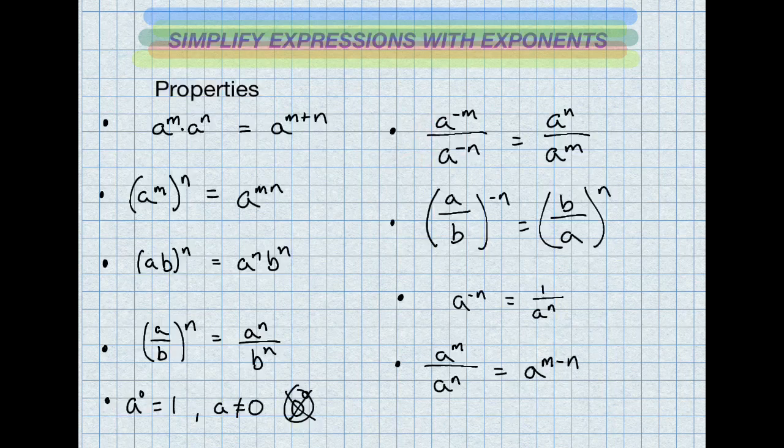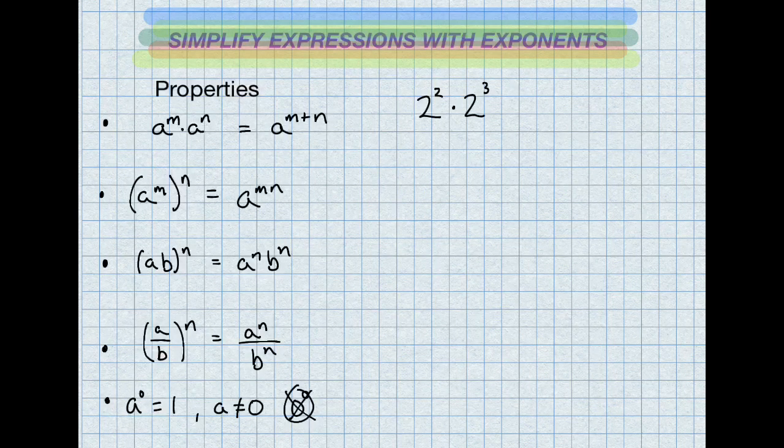It just goes underneath. Okay, and the last rule: if you have the same base but two different exponents here, you're going to subtract them. So it's kind of the opposite of the first rule, where we're multiplying, they're being added. Here we're dividing, so they're being subtracted. Okay, I'm going to give you guys quick examples of each one of these properties, and then we're going to get into doing some problems, some simplifying.